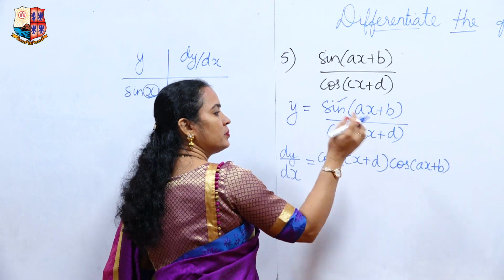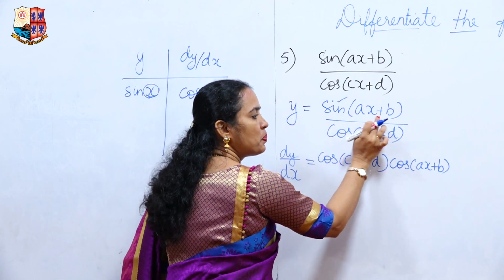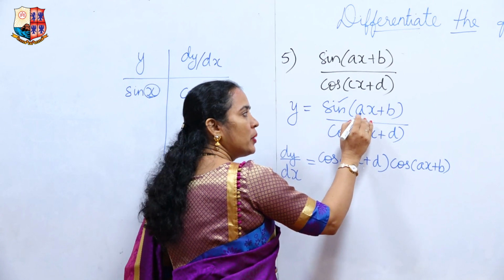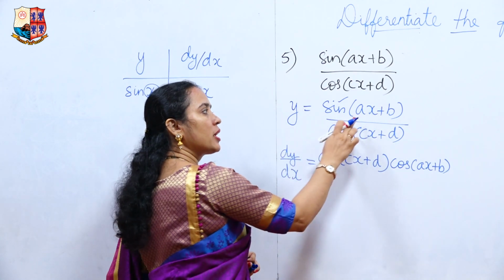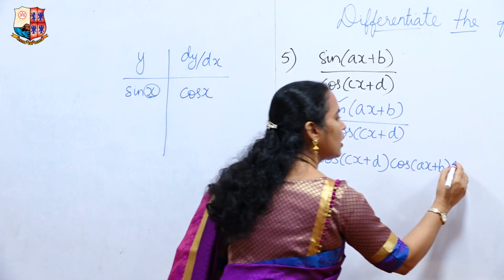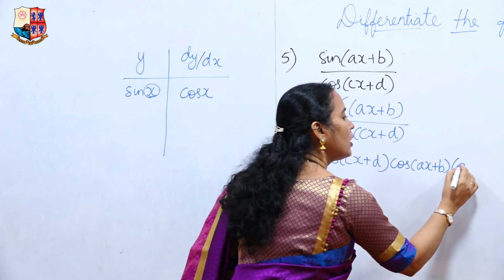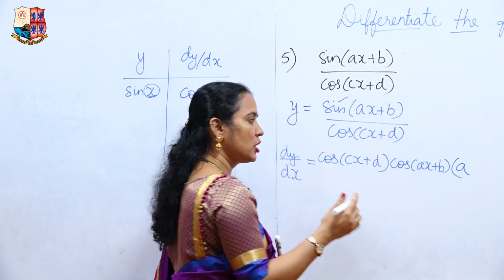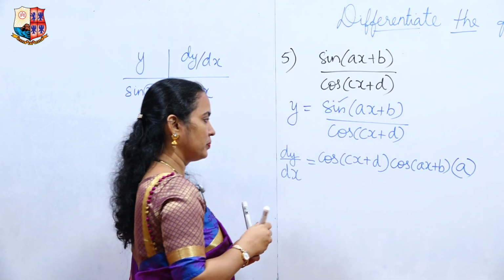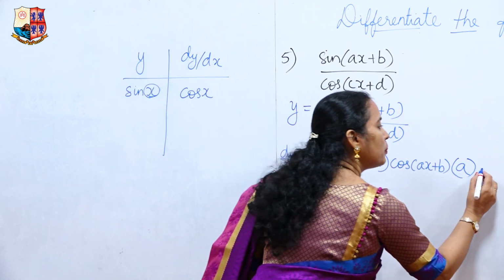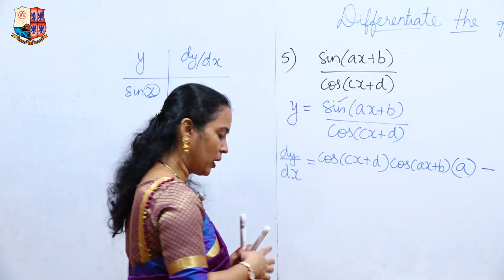Done with sine. Next, ax plus b, when you differentiate, constant in multiplication will remain as it is. So a will be as it is, x when you differentiate 1, b when you differentiate 0. So into a, then remember quotient rule, in between minus.